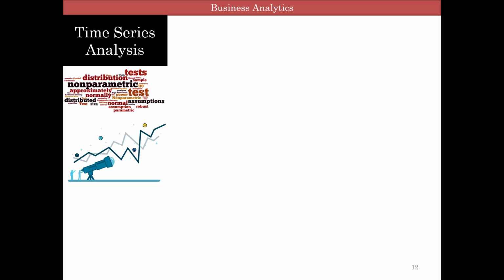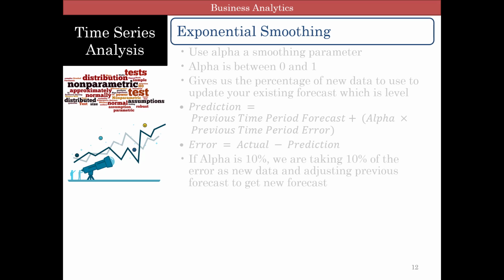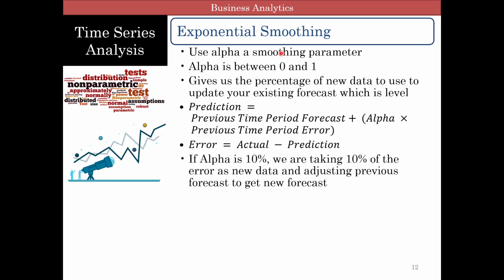And now we're going to come to the last of the simple level-based forecasting methods. We're going to use exponential smoothing. Exponential smoothing uses something called a smoothing parameter. It's called alpha. Alpha is a value between 0 and 1, so it's a percentage. Essentially, alpha gives us the percentage of new data to use to update your existing forecast, which is your level, because we are assuming only level.